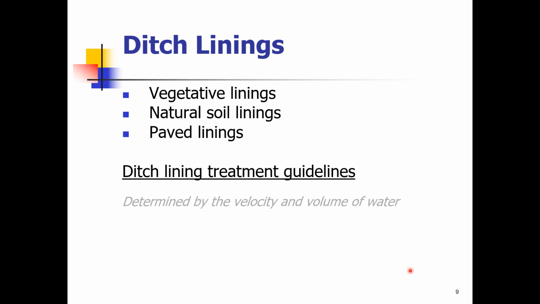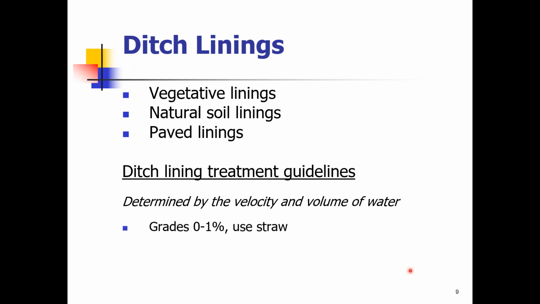Based on the velocity and the amount of water that you're going to move through a ditch, not just at any given time, but when you're preparing for 1 year, 5 year, 10 year, 25, 50 year, 100-year storms, that's going to determine what kind of lining treatment you're going to put in your ditch.